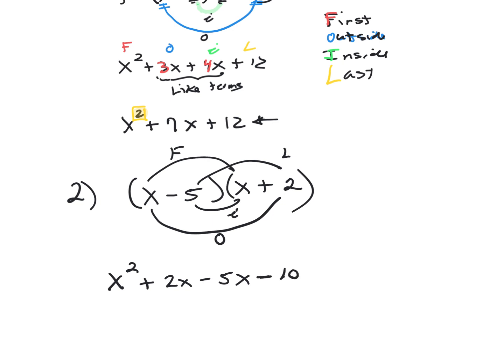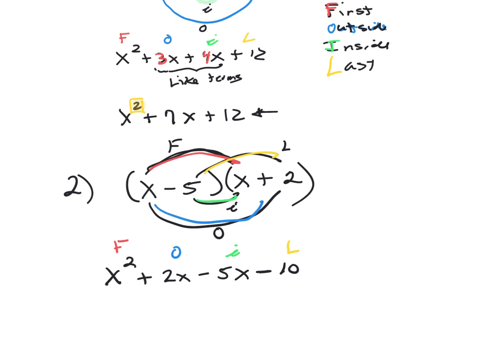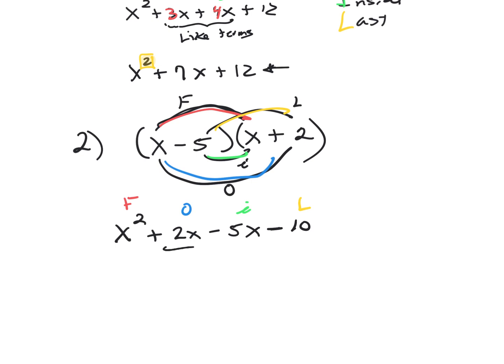You got to know your sign rules really well. So again, you've got your first ones, outside ones, inside ones, and your last ones. First, outside, inside, last, which is really just double distributing. And then when you combine terms that are like each other, be careful. You have a positive 2x and a negative 5x. So that is going to give you a negative 3x minus 10 is your final answer. So that's how you FOIL.